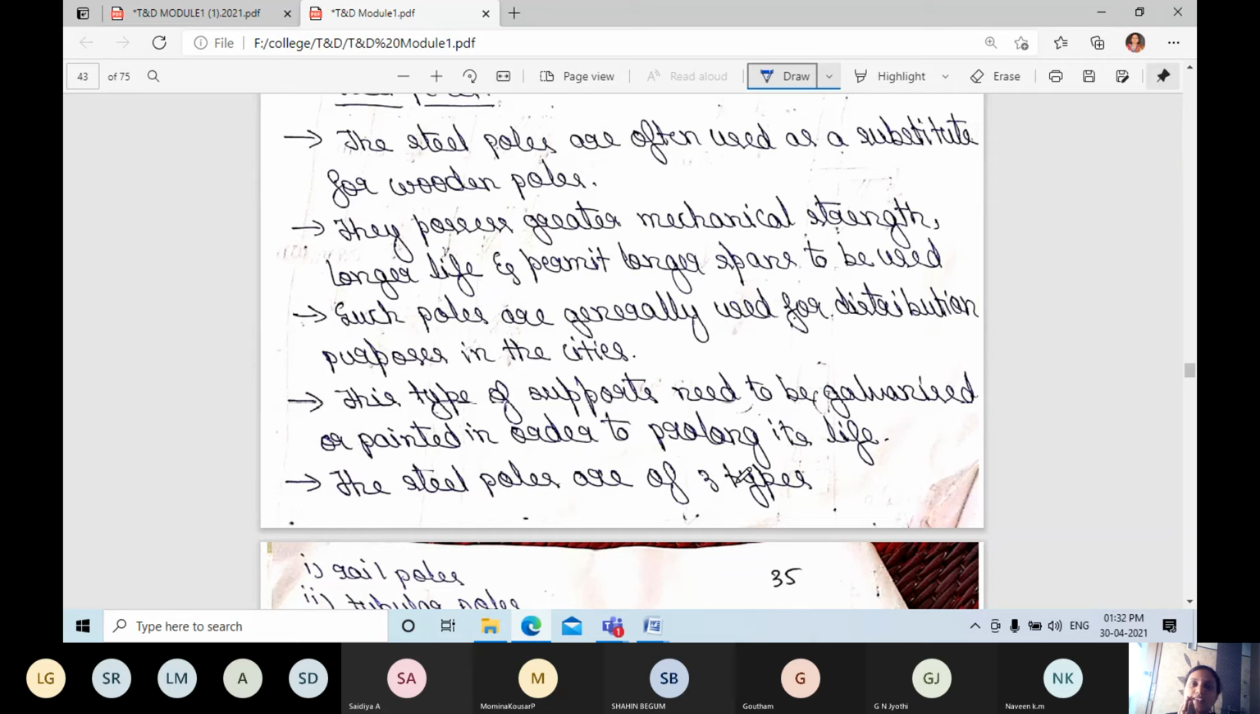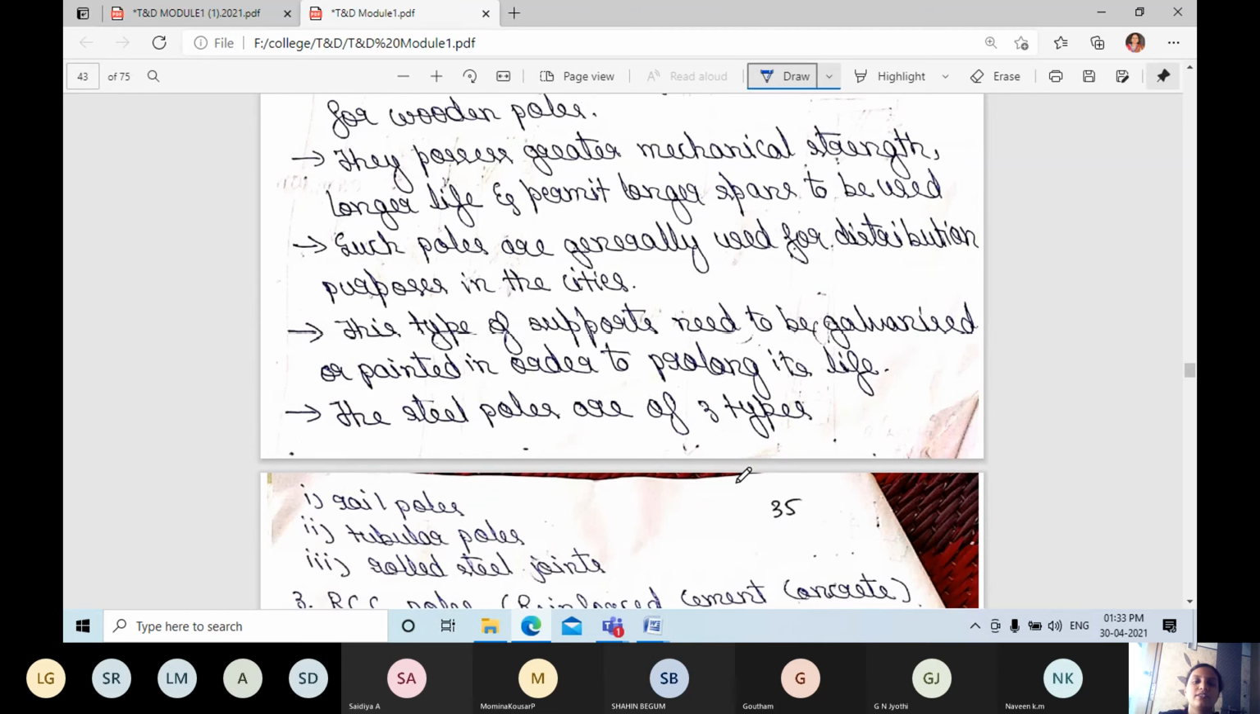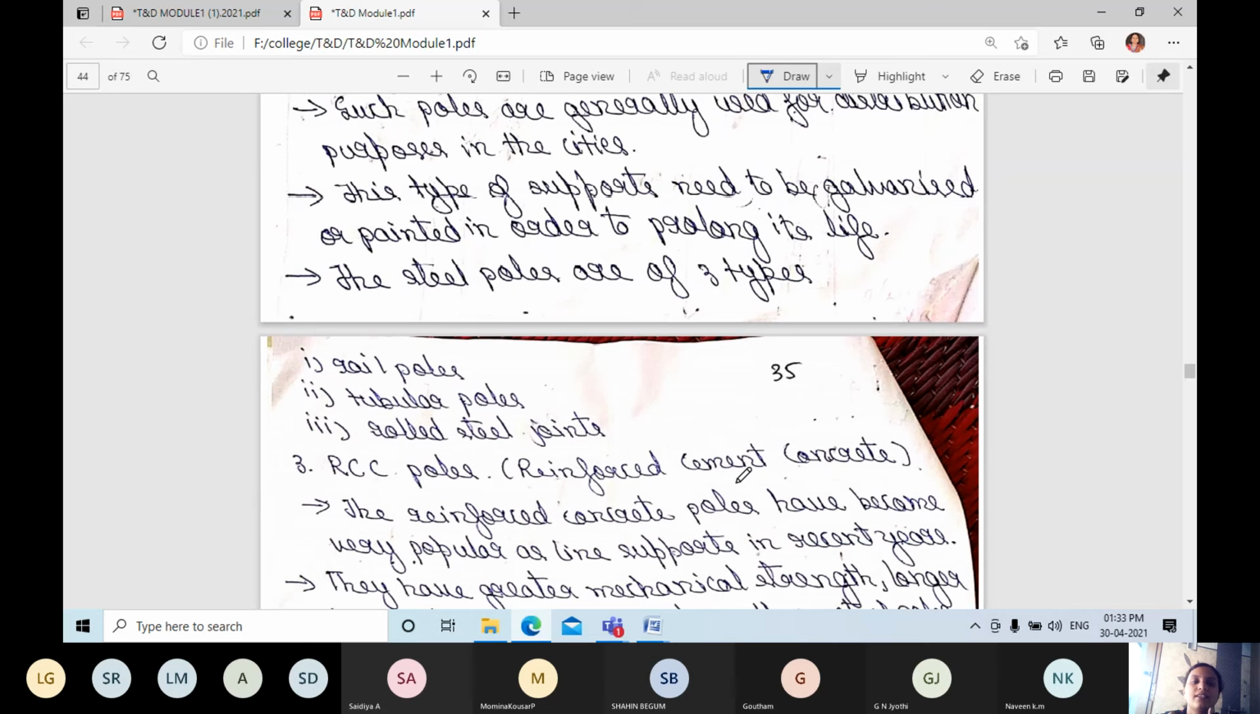If we use steel, then with rainfall what happens to the steel pole? It will become brown in color, that is corrosion. It will be rusted. To avoid that, we need to galvanize or paint it, in order to prolong its life. Here are the steel rail poles, tubular poles, and rolled steel joists.